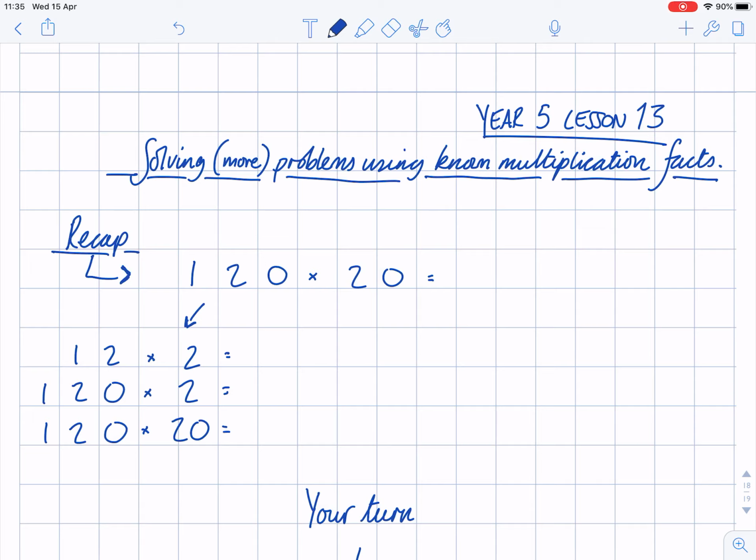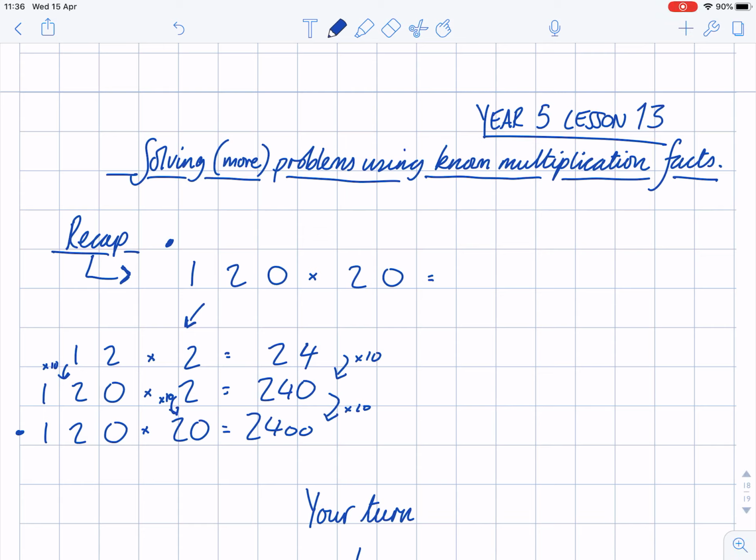So you can see for the first one, I've got rid of all my zeros in my question, and I've just got 12 times 2. And the answer is 24. Now, I've made my 12 10 times bigger to get 120, which means I need to make my answer 10 times bigger. 240. And then the last part, to get my sum down here to be the same as the sum up here, is I need to make my 2 10 times bigger. And remember, I now need to make my answer 10 times bigger as well. So my answer is 2,400.